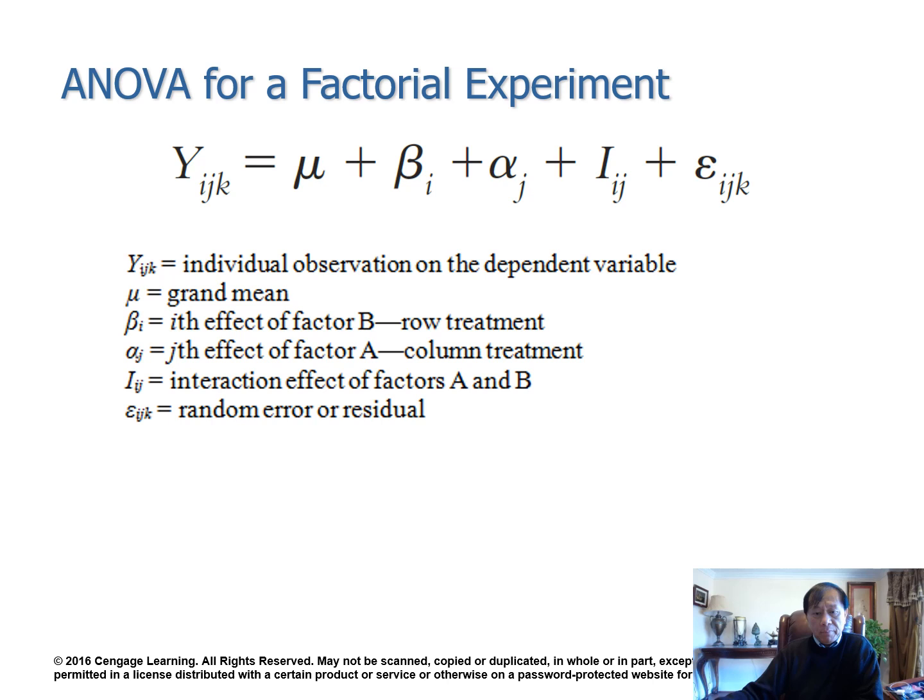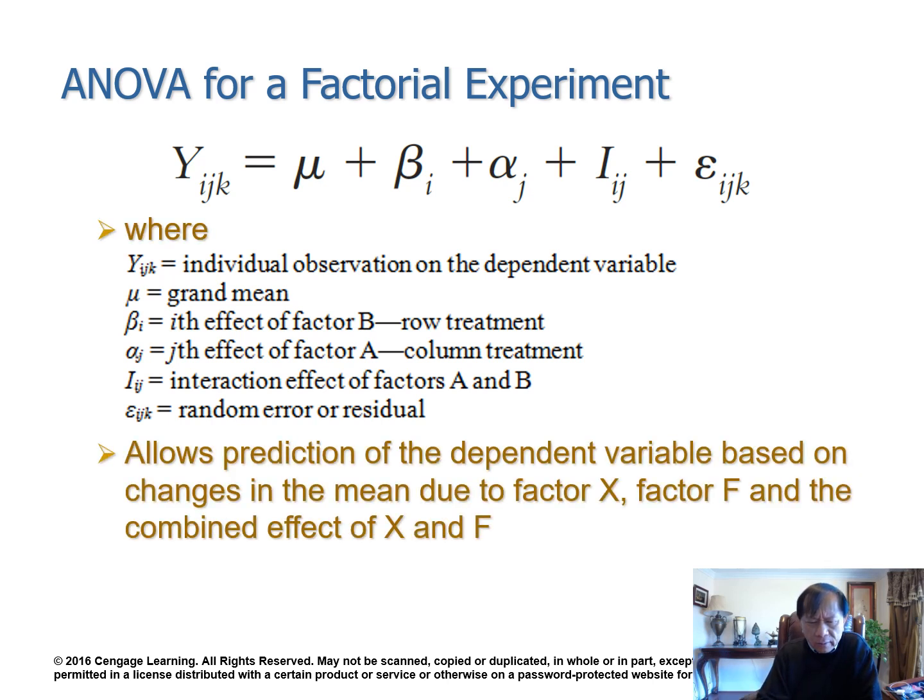Basically, for a factorial experiment, you have ANOVA: Y ijk is an individual observation on the dependent variable. Mu is the grand mean. Beta i is the ith effect of factor B, that's the row treatment. Alpha j is the jth effect of factor A, the column treatment. There's a new one now: the interaction effect of factor A and B. And then there's random error, or residuals.